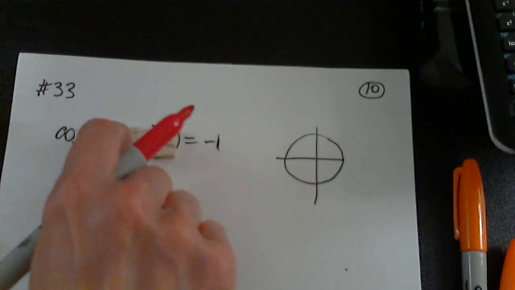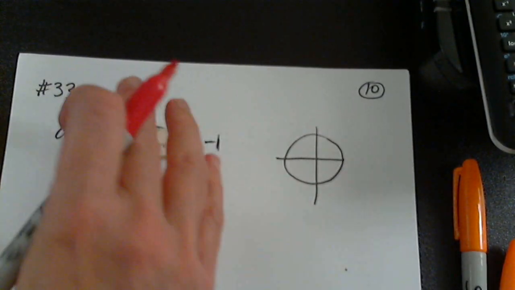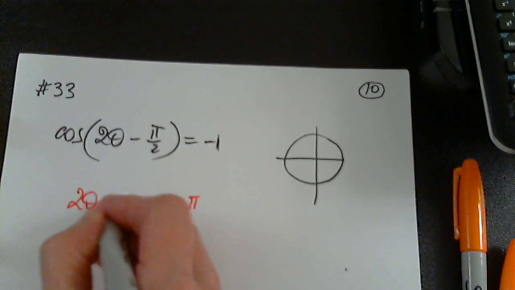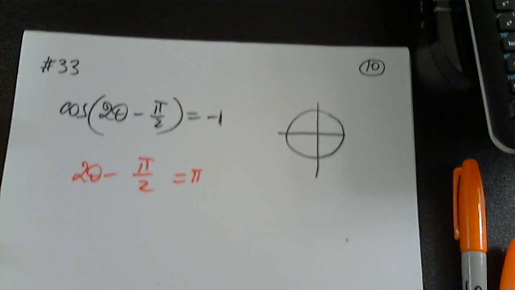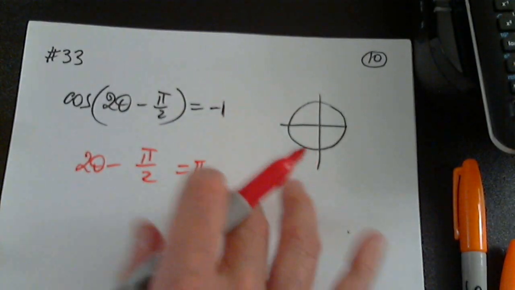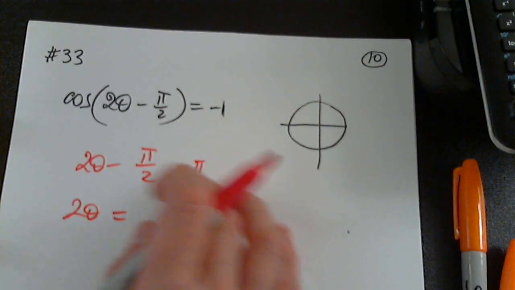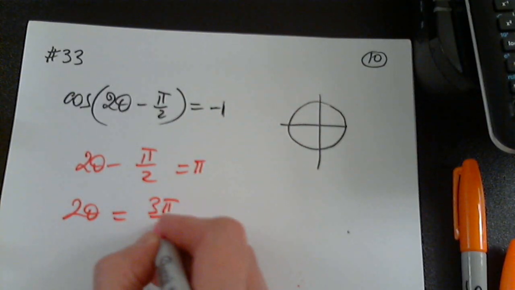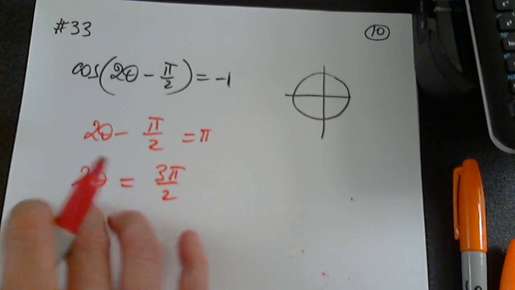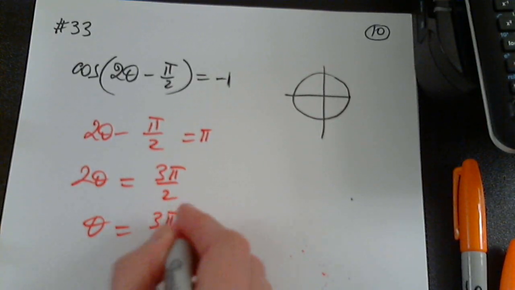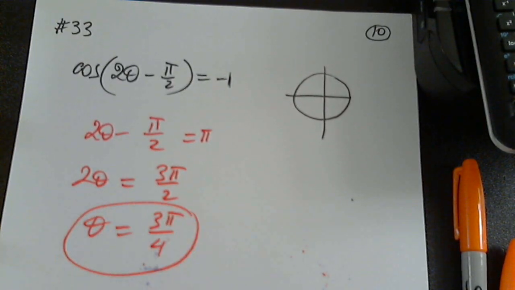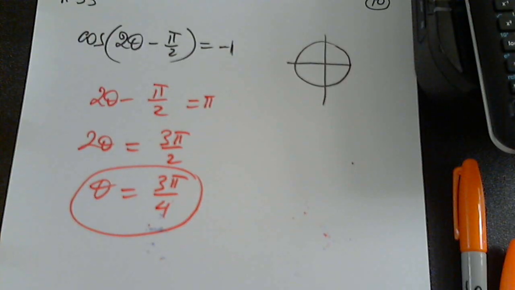So this has to equal pi, whatever it is. I move pi over 2 to the other side. Pi plus pi over 2 is 3 pi over 2. I divide both sides by 2. That's it.